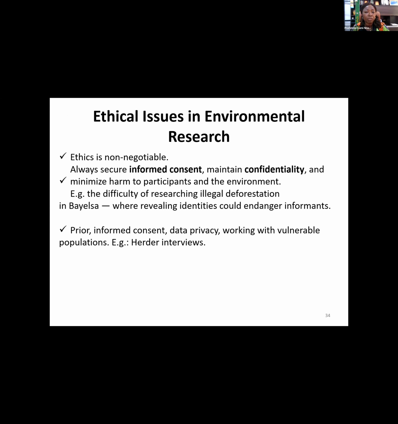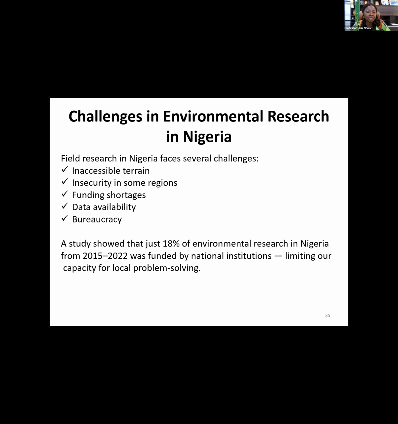So there are ethical issues in environmental research, and it is non-negotiable. There's what we call prior informed consent, PIC, and data privacy, especially when you're working with vulnerable populations. You don't just come and reveal the identity of the people that you collected the data from, okay? Because sometimes you could be endangering the lives of your informants. Then there are challenges in environmental research. Sometimes the terrain is inaccessible.